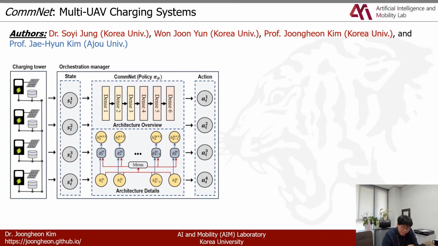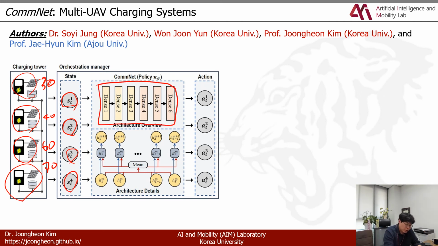So let me show you how ComNet is used for this system. As I told you before, we have charging stations here. These charging stations should share their energy altogether. Suppose that one has 30 energy, another has 40, another has 60, and another has 70. So that can be the state for each single case. And then we have a multi-layer deep neural network. In this simulation, we use 6 layers.